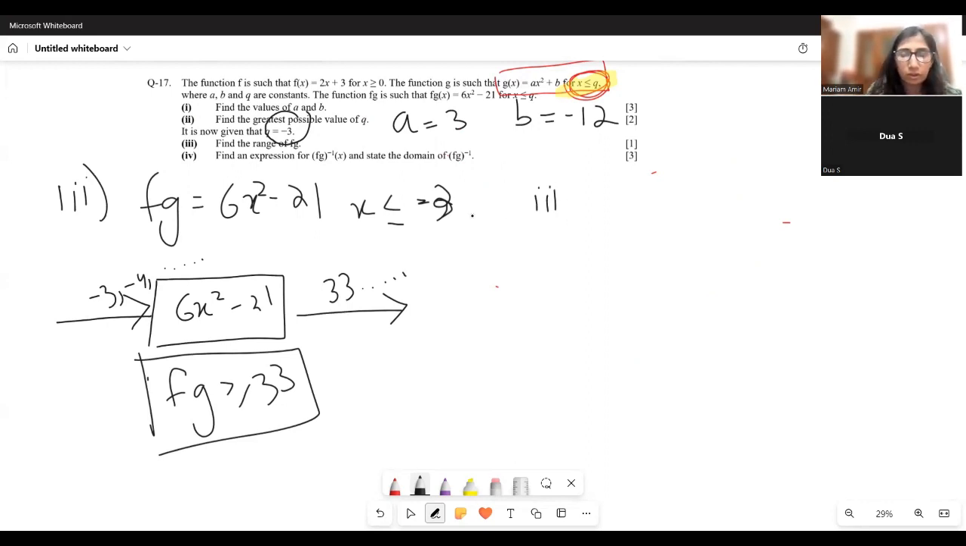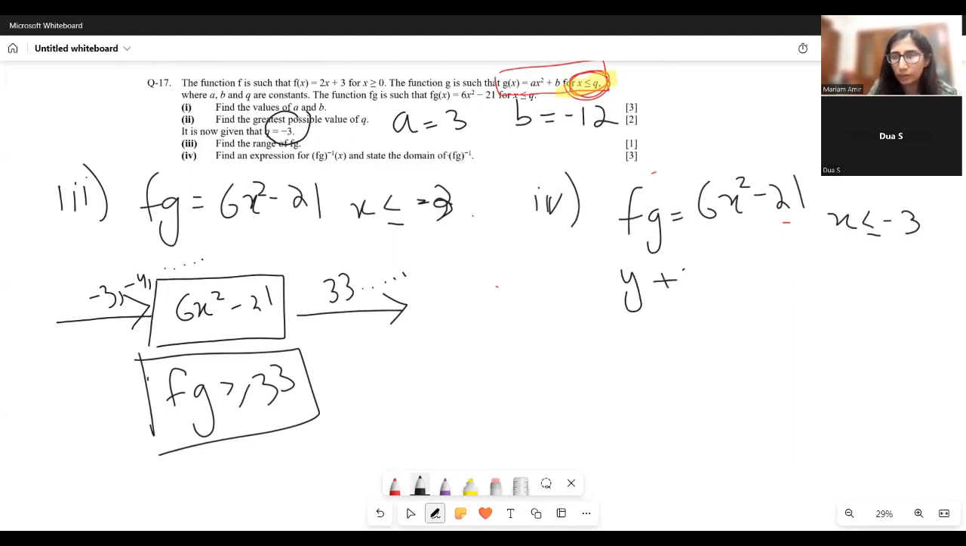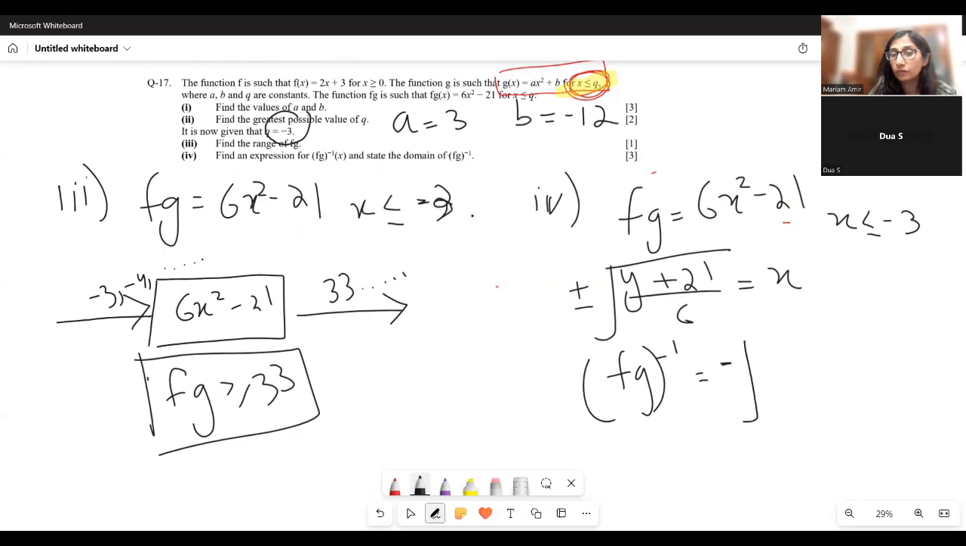Question 4 is find an expression for fg inverse. So fg is 6x squared minus 21, where x is less than or equal to -3. And we have to find its inverse. So y plus 21 divided by 6, square root, plus minus, equals x. So fg inverse is going to be negative square root of (x plus 21) over 6. Negative because this is less than or equal to -3.